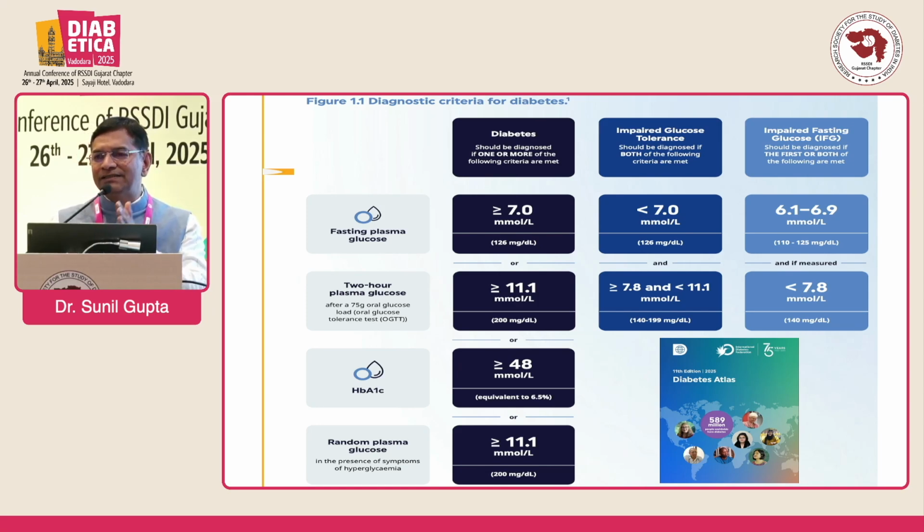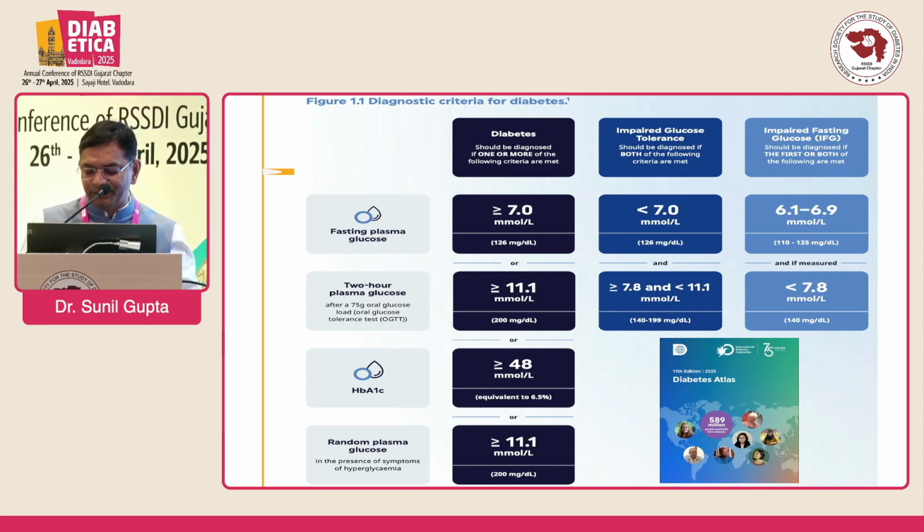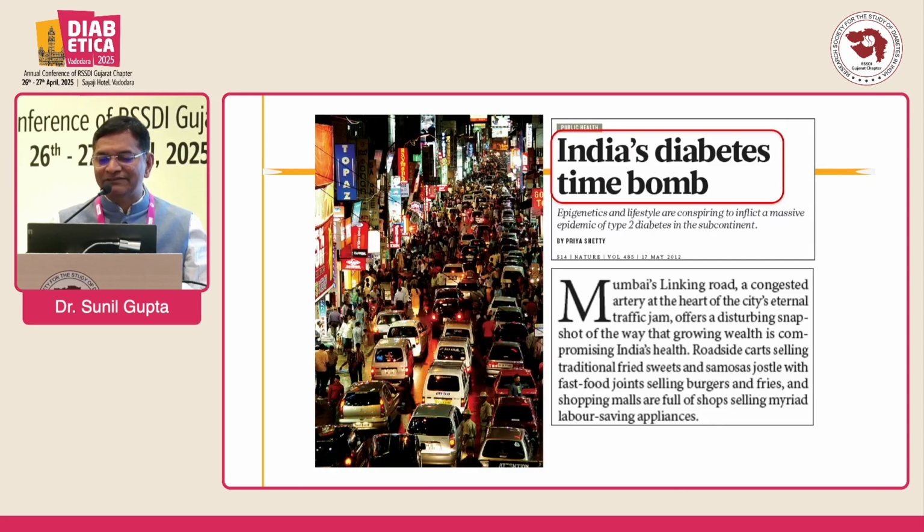100 to 125 could be pre-diabetes in one ADA recommendation. IDF says 110 to 125, so that's the only difference. And more than 200 after a glucose load, or post-meal, or random blood glucose more than 200 can be diagnosed. And of course the HbA1c criteria you are all aware of. Less than 5.7 is normal, 5.7 to 6.4 is pre-diabetes, more than 6.5 is diabetes.